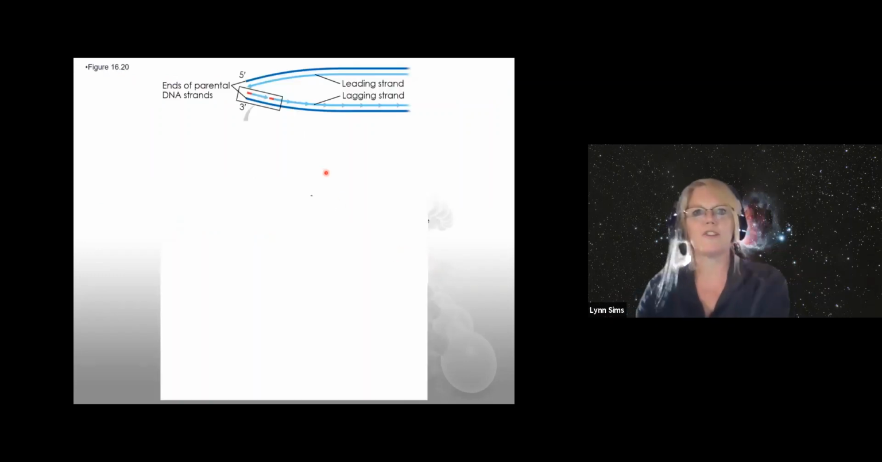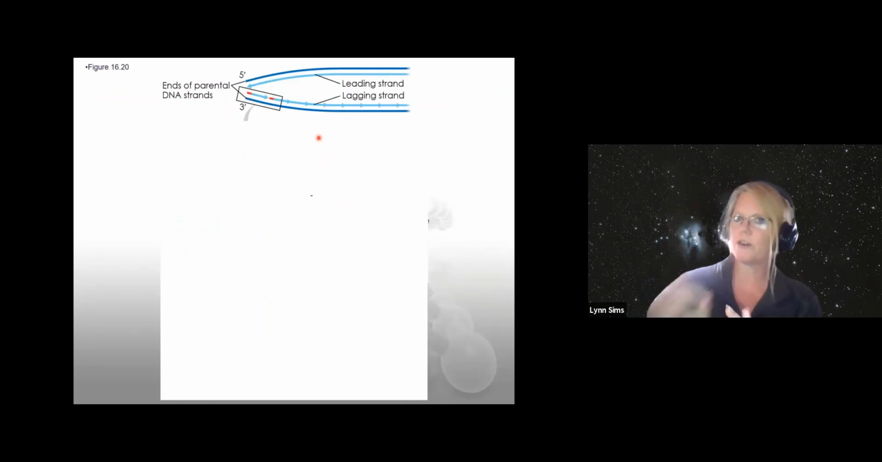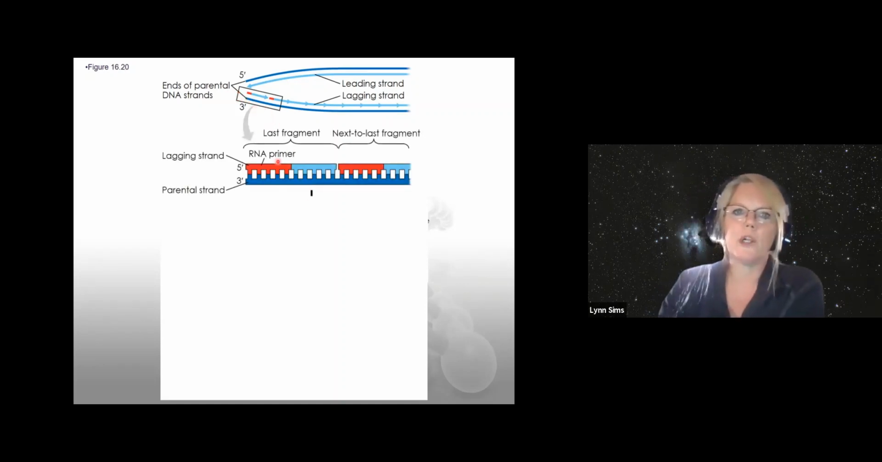So this kind of shows this thought. It's not needed to know or understand the leading and lagging strand at this point. Just know that we can see the ends of the parental strands right here. And we can see what happens when we look at a close-up of the end, where there's an RNA primer at the end.